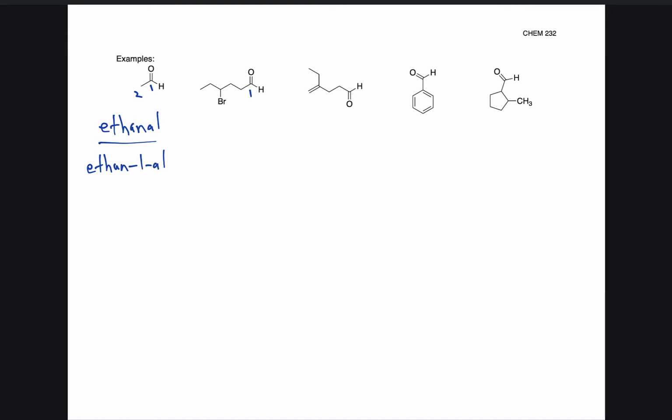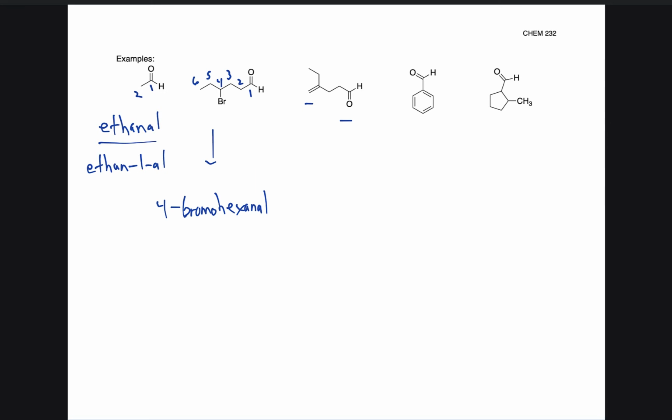So the second example here, kind of ignoring stereochemistry on that 4th carbon with the bromine, where we have bromine in that 4 position. So the full name for this would be 4-bromohexanal, okay?